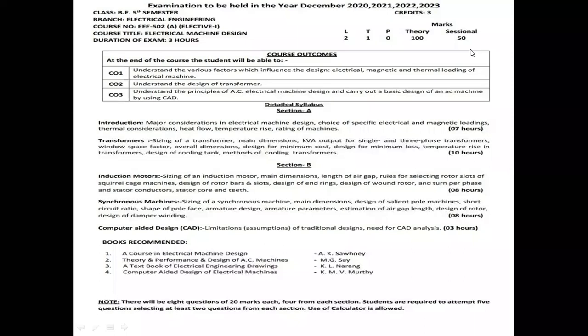Design means you have to calculate from the very beginning, from the basics of the machine, to its last specification. For example, let us suppose you have to design a transformer. For making the transformer, you are given certain things. Let it be that I am a customer and I require a transformer of 5 kVA. This 5 kVA is basically the power. I require a 5 kVA transformer.